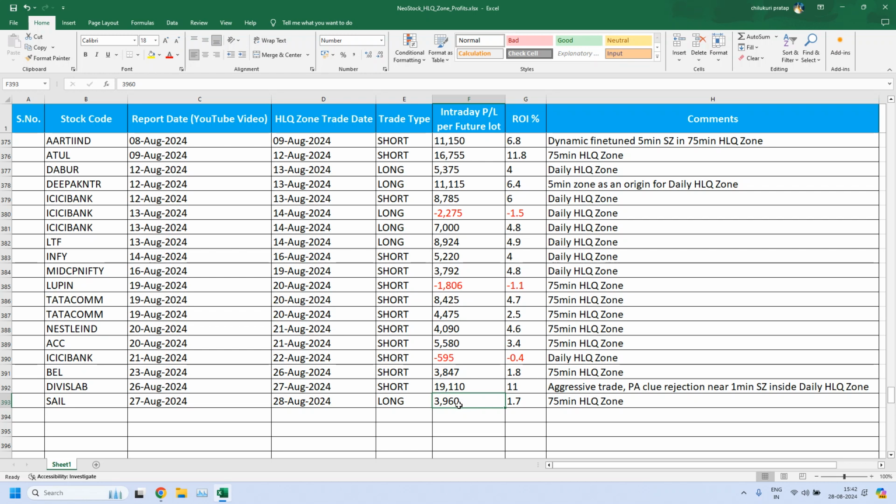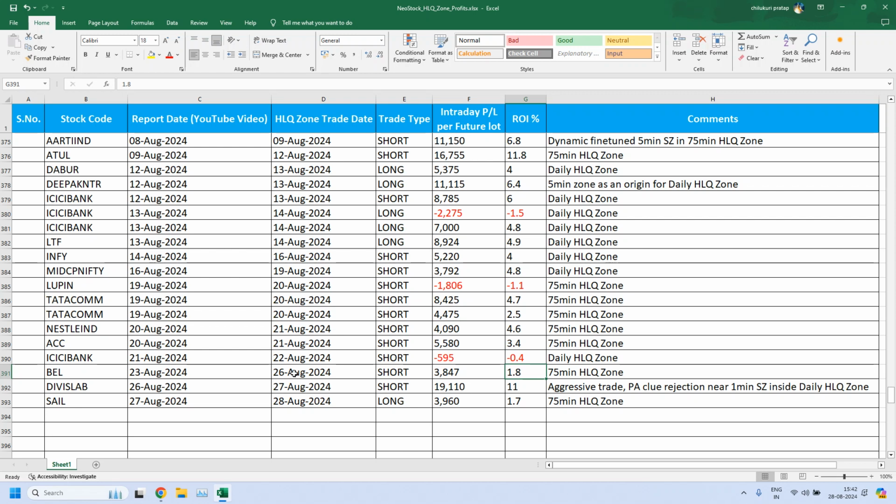And what about ROI? Return on investment is only 1.7%. And this is the least ROI we got so far. Actually, we got 2 trades during this month that gave very low ROI. This is the one, and a few days back we also got one on 26th.